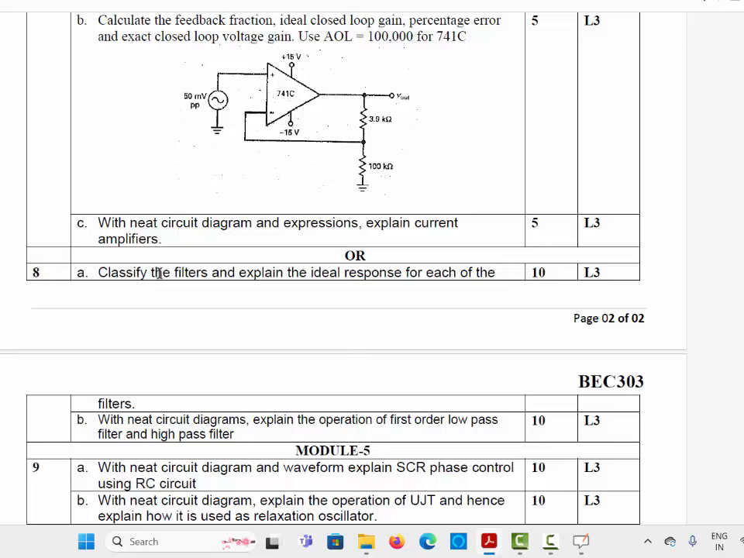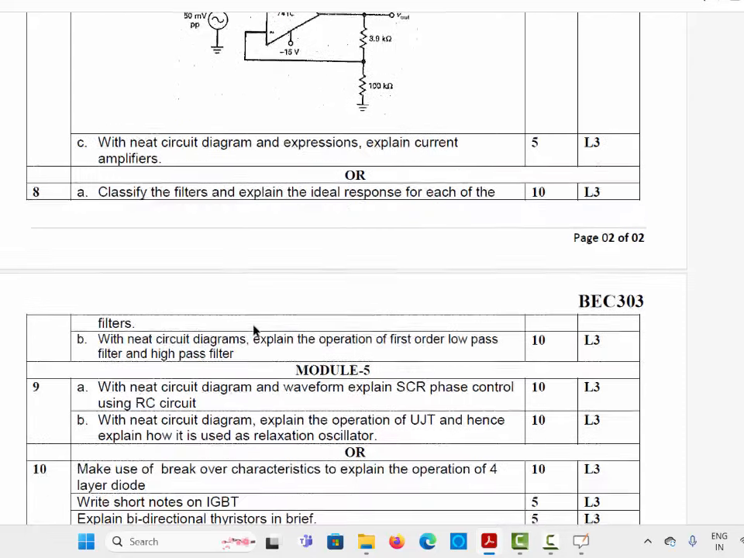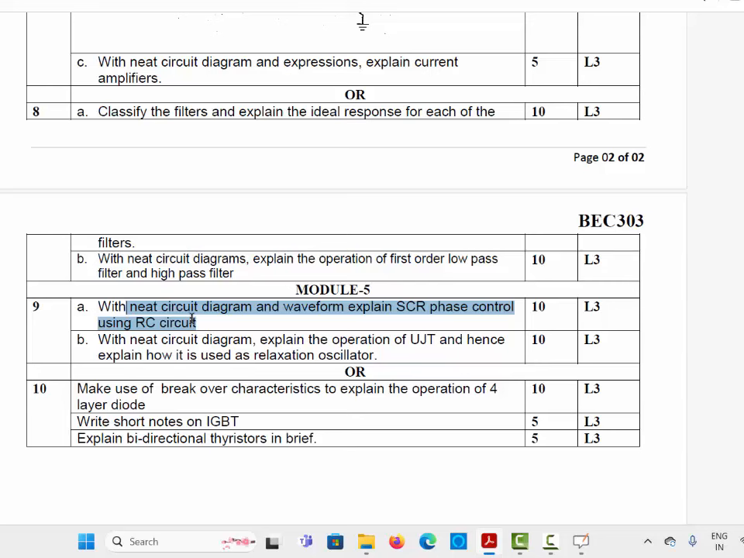8b, with the circuit diagram explain the operation of first order low pass filter and high pass filter. Again direct questions, please refer to the notes. 9a, with neat circuit diagram and waveform explain SCR phase control using RC circuit. Direct question. With neat circuit diagram explain the operation of UJT and hence explain how it is used as a relaxation oscillator. This is also a direct question. For all these direct questions, refer to the notes or the textbook.